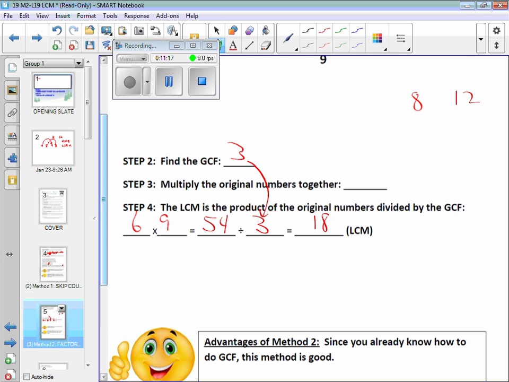No. GCF, not LCM. GCF. What's the highest number that goes into 8 and 12? We did it in the warm-up. 4, right?